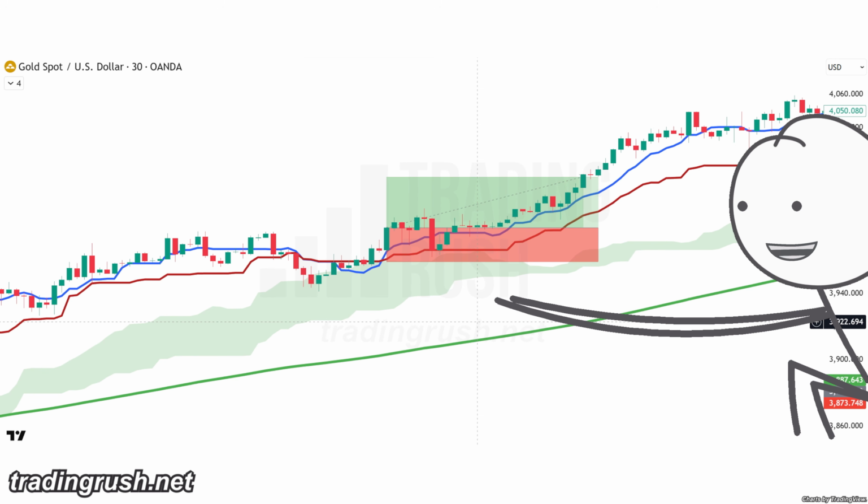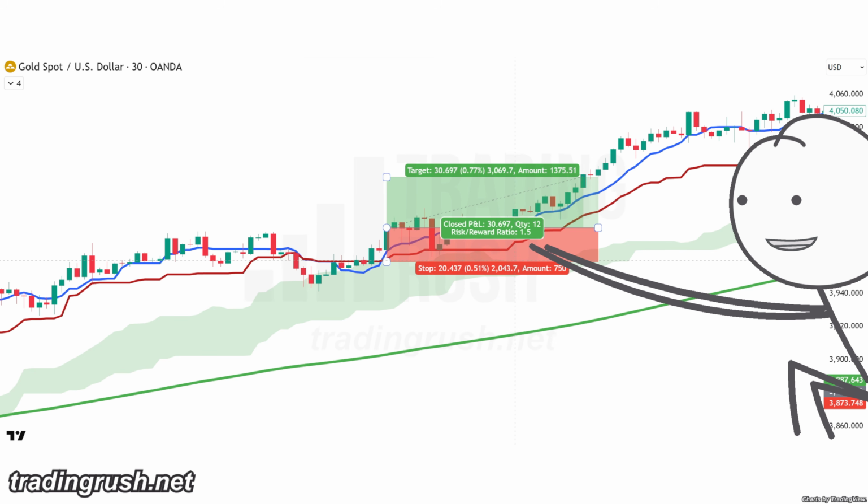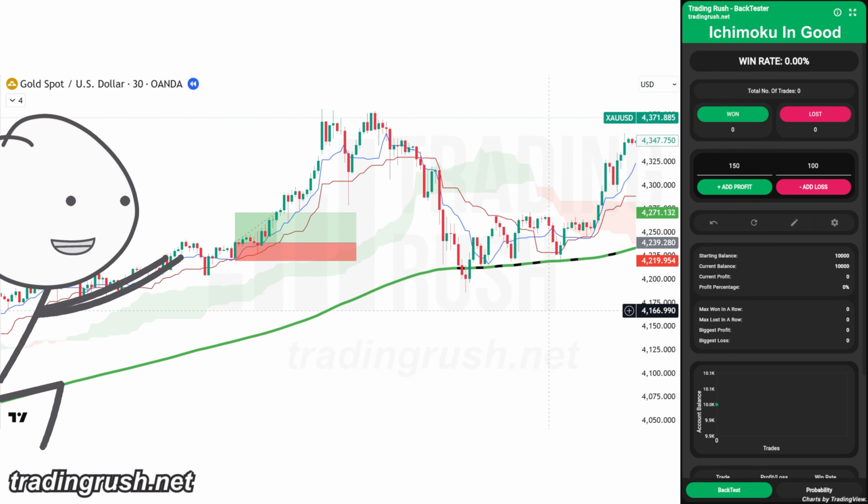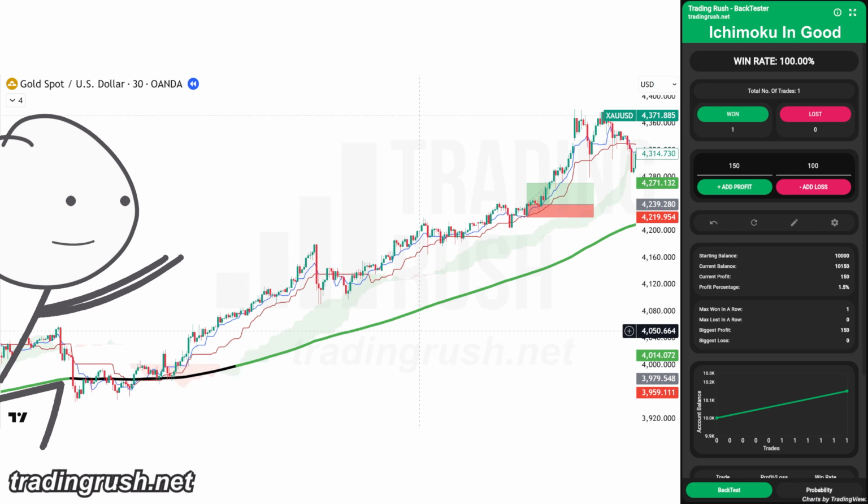The 1-day time frame was just to filter the extremely good and extremely bad markets. My entry time frame was 30 minutes, and I only took long trades on it with a 1.5 to 1 reward-risk ratio. That is the best reward-risk ratio for trend strategies, according to the tested data on the Trading Rush channel. So when I took 100 trades in the extremely good market, here's what happened.